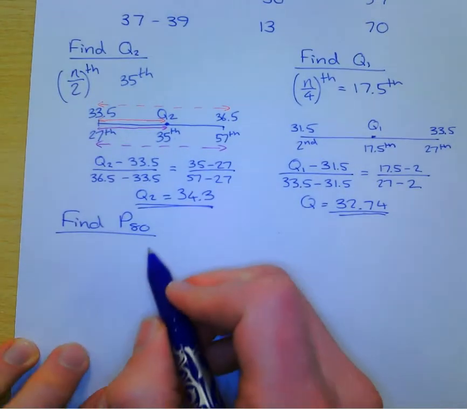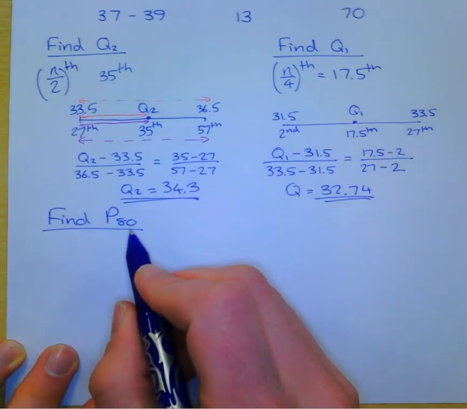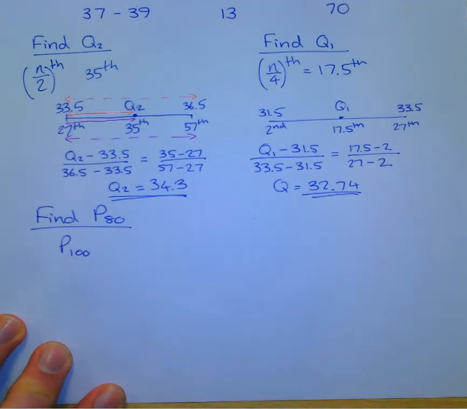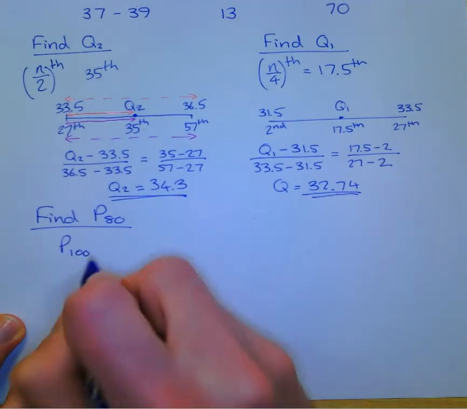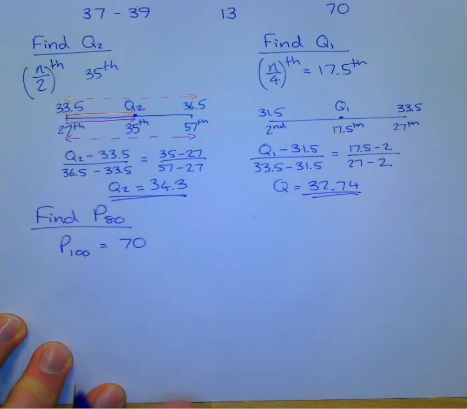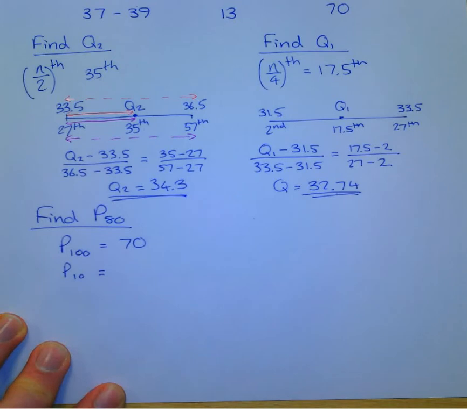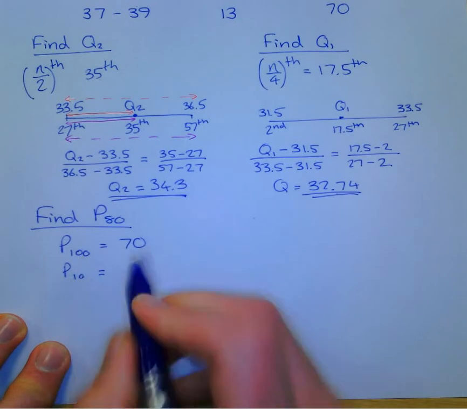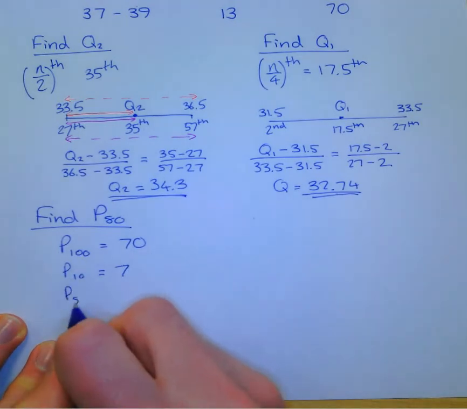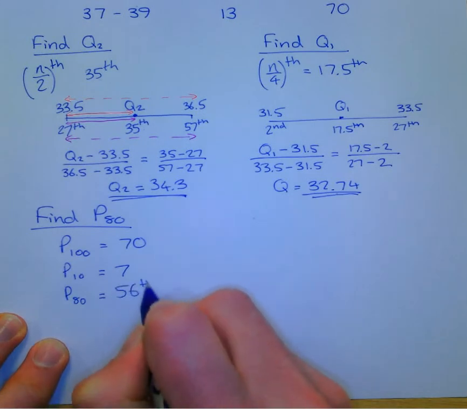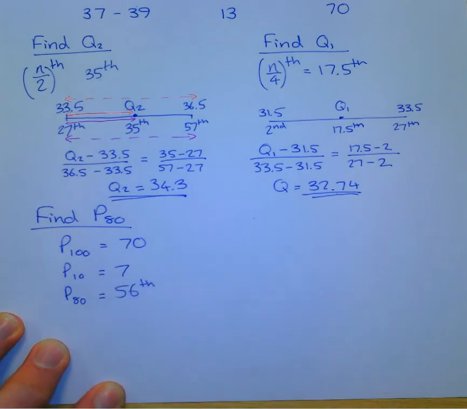Okay, so percentile 80. So what that means is we know the 100th percentile because obviously that's a maximum. We know that's 70 people. And you've just got to find what P80 is. So a nice easy calculation, say to find the 10th percentile, divide by 10. And we could find the 80th percentile by times it by 8. So that tells me it's the 56th number along.